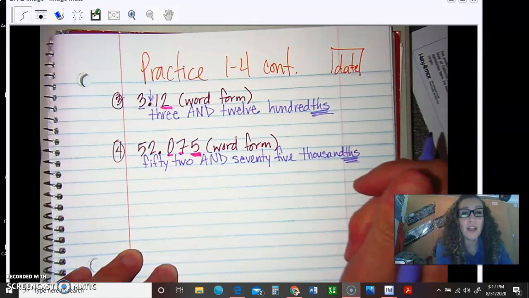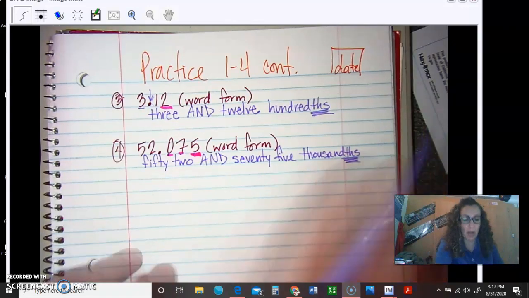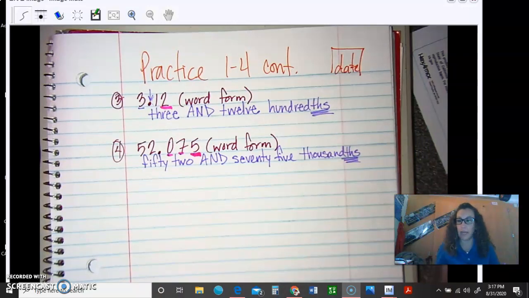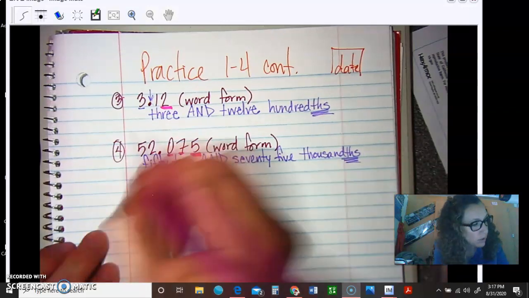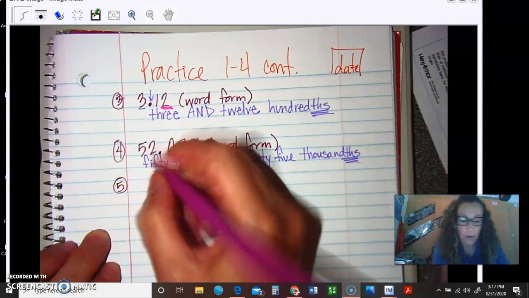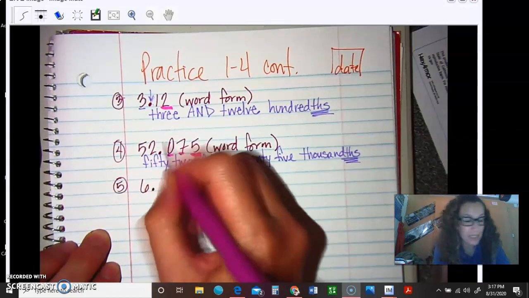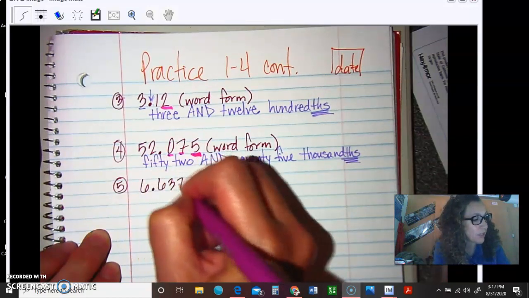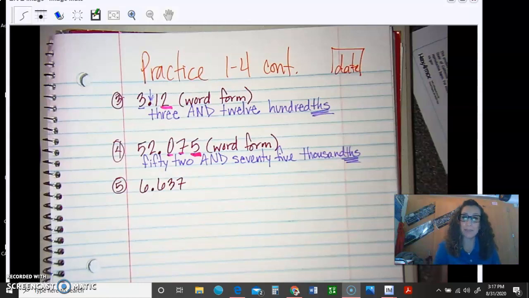Okay. So, last practice one on our video here today. We are going to take standard form and we are going to put it into expanded. Tricky, tricky. So, number 5, our standard form is 6.637, or if we were going to read it correctly, it would be 6 and 637 thousandths. But pause, put it in expanded form, come back and press play.